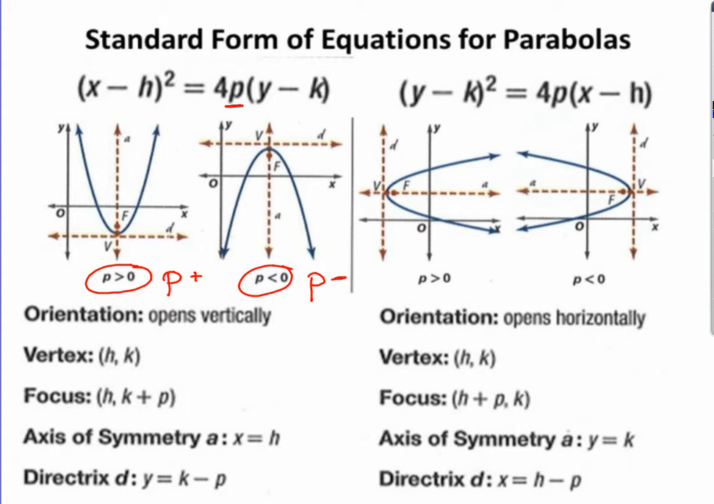Horizontally, it's going to have the exact same type of concept. If our p value is above 0, or if it's positive, it's going to open to the right. And if our p value is negative, it will open to the left.